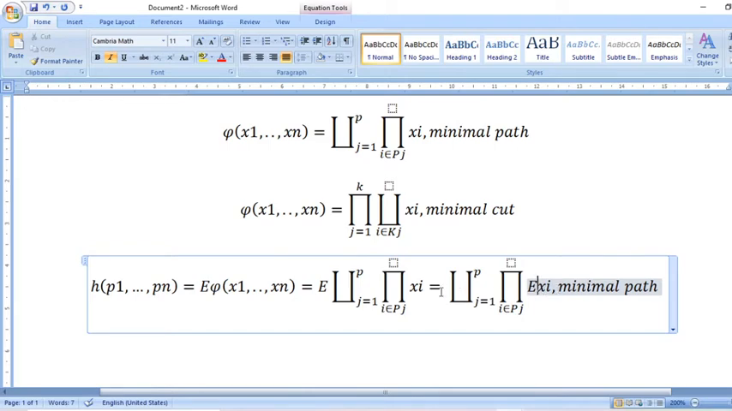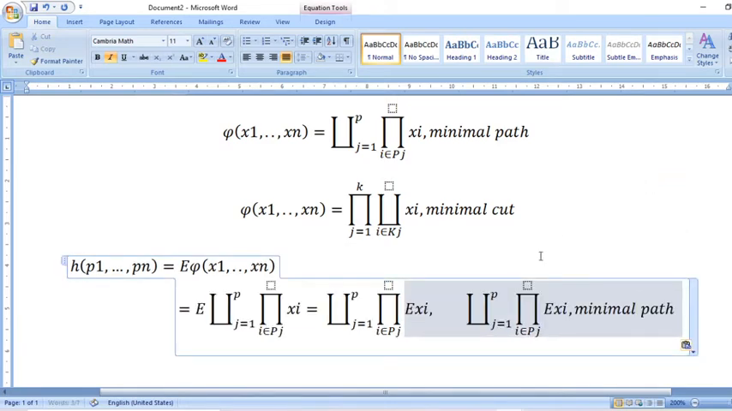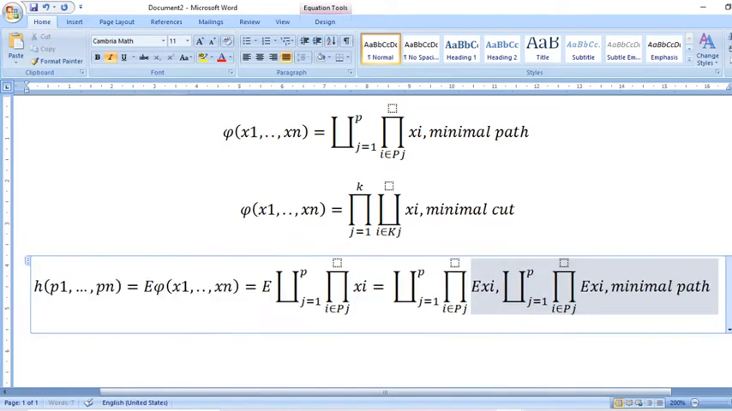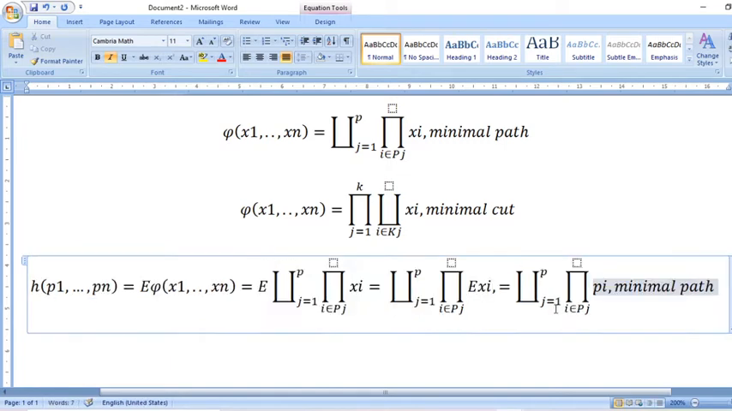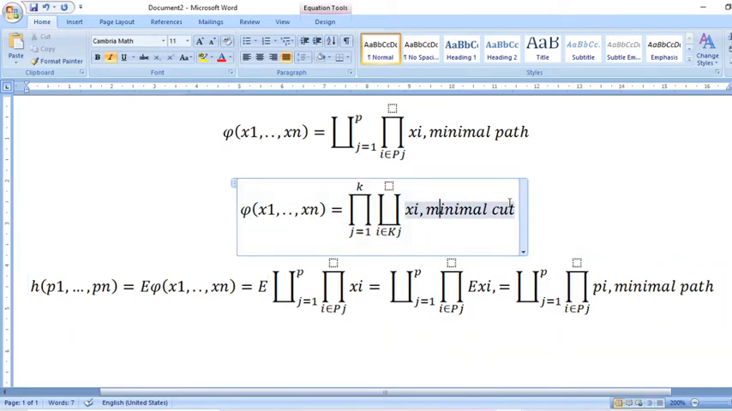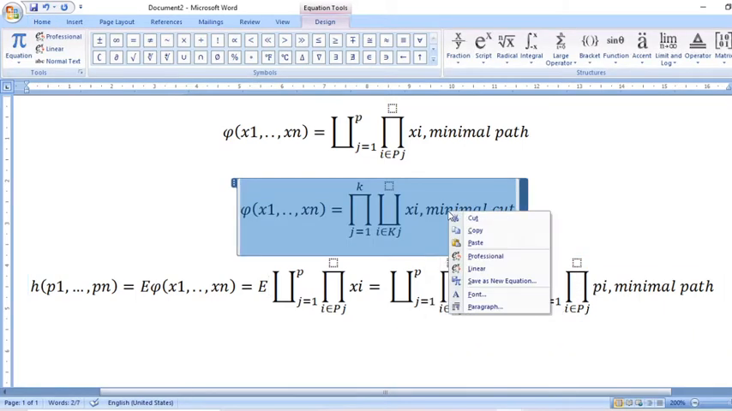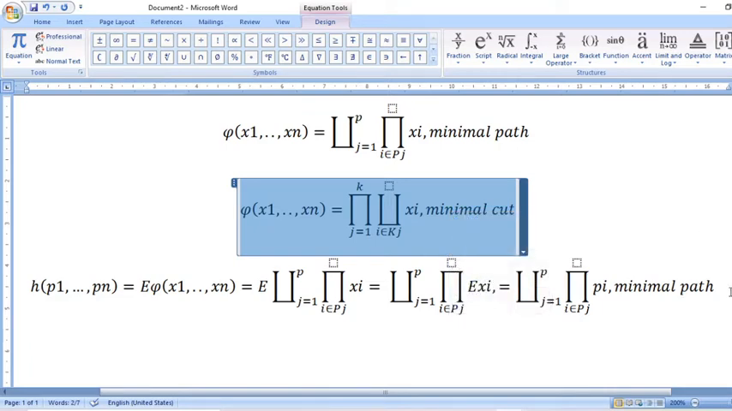What is this? The reliability of the entire coherent system, if we represent it in terms of minimal path vectors. So this is actually product of p_i. This is the representation for the reliability in terms of minimal paths, when we discuss the coherent system structure in terms of minimal paths.